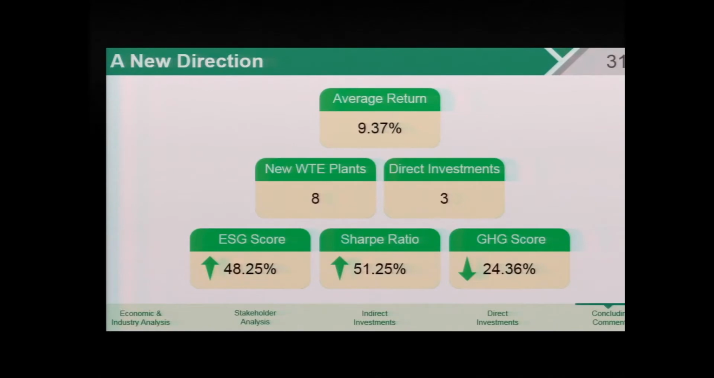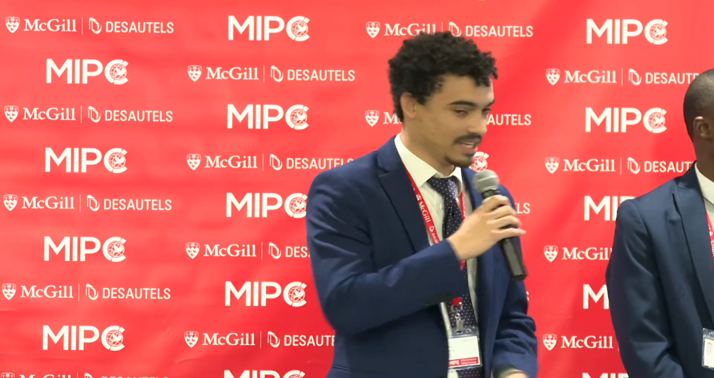And the numbers speak for themselves. In our indirect investments, we were able to increase the ESG score and decrease the greenhouse gas intensity score while still increasing the Sharpe ratio by over 50%. In our direct investments, we have successfully divested from 2 environmentally detrimental industries while introducing 8 new and very clean waste-to-energy plants. In our direct investment, we were also able to concentrate our investments from 5 to 3, allowing us to make a bigger impact on the projects we do invest in into the province.